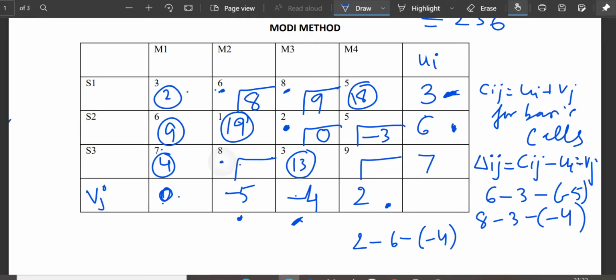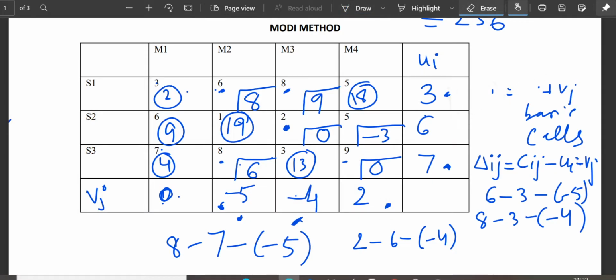Now come here. This 8 is the Cij. The corresponding Ui is this 7. The corresponding Vj is this minus 5. So 8 minus 7 minus 5 (minus minus 5). So 1 plus 5 is 6. Right? Now come to this 9. 9 minus 7, 2 minus 2, this 0. So this is the delta ij. Now we all have to see whether this is the optimal solution or not.